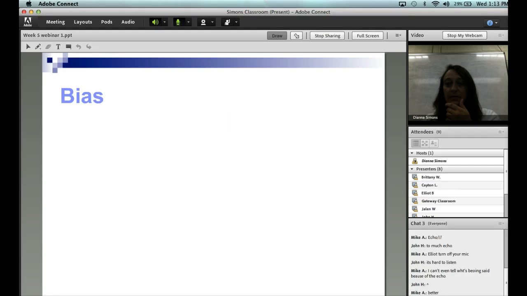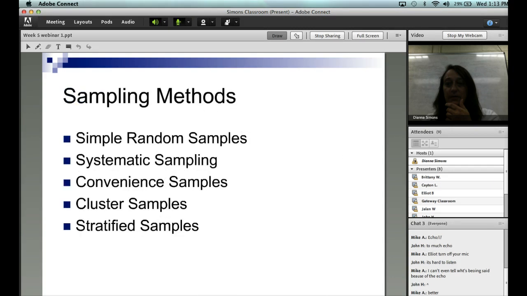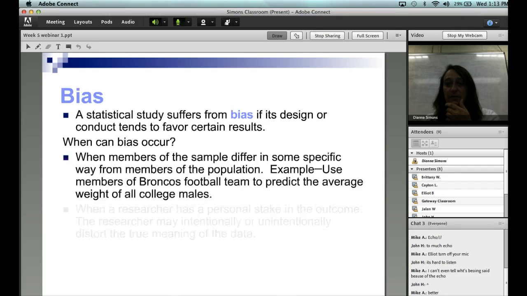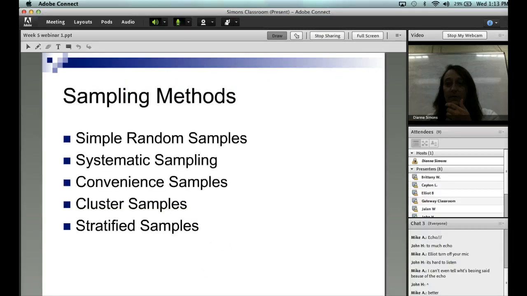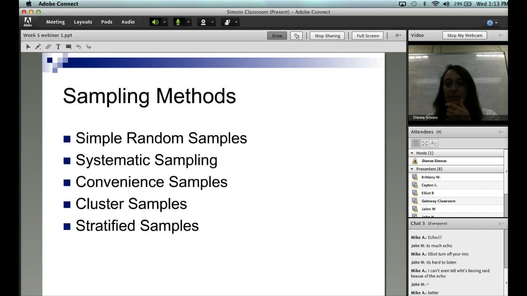I am going to just share my screen here. Just press spacebar. Got it. Okay, so sampling methods. What the heck? Who's doing that? Stop it. How do I go back? Whoever's doing that better stop. That's so annoying. Somebody's got to be doing it.